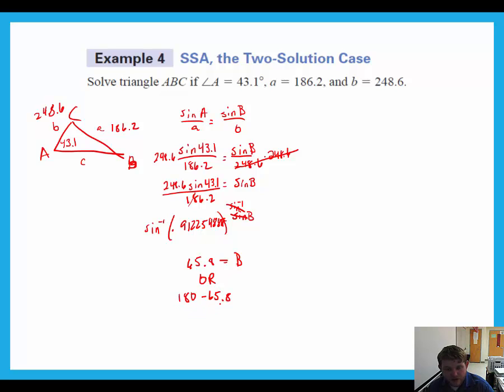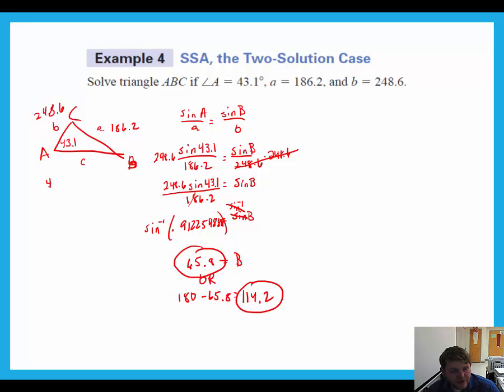So in this case, 180 minus 65.8 is going to be 114.2. So if I look up here, that means angle B could be this angle, or it could be this angle. So we have to check and see if both of those work.